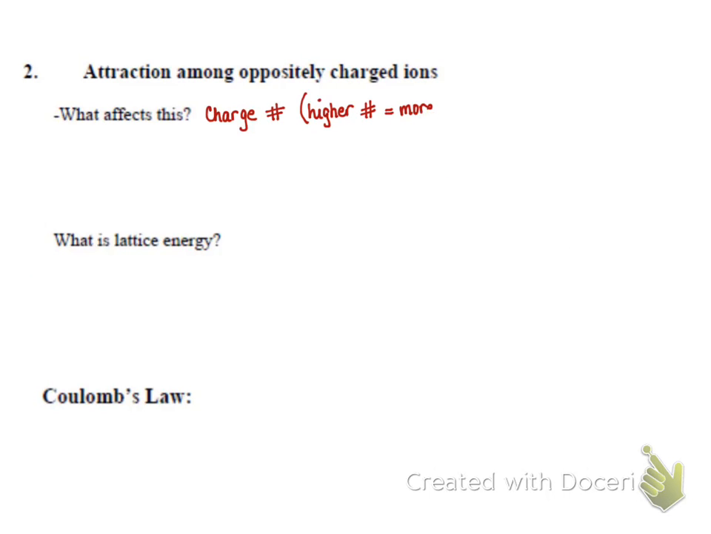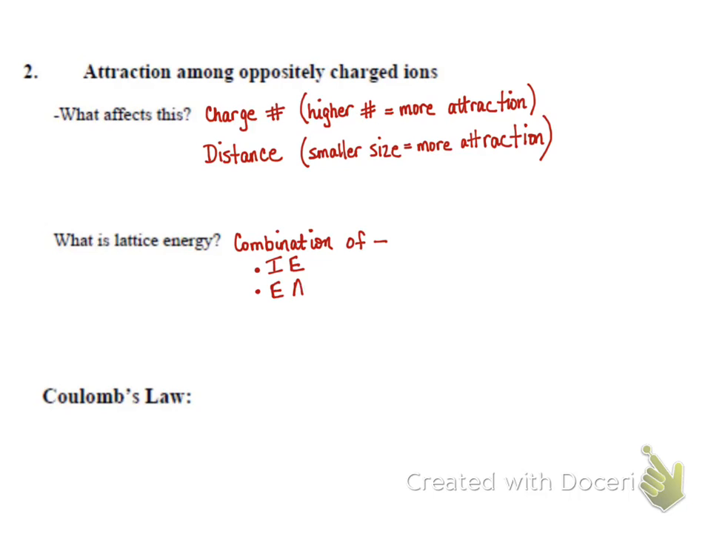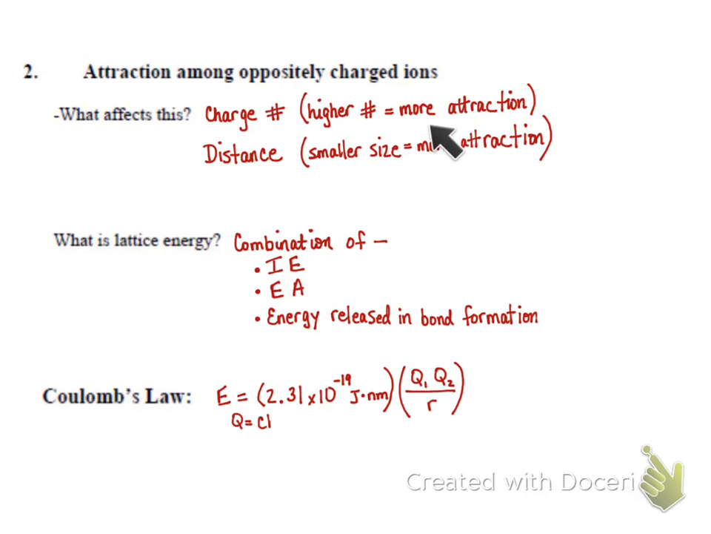But then what happens is the 2 ions are attracted to each other because they have opposite charges. This is affected by the charge number, and that's the absolute value of the charge number. If it's a higher number, then there's going to be more attraction. Also, the distance between the ions: if the ions are smaller, there's going to be more attraction.